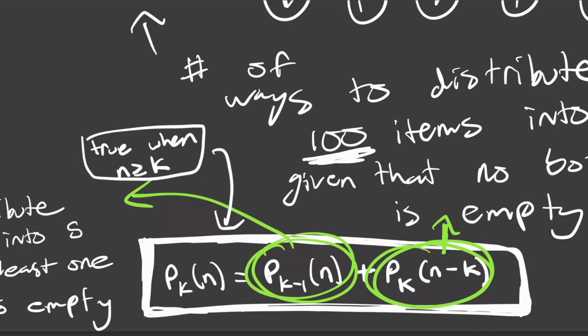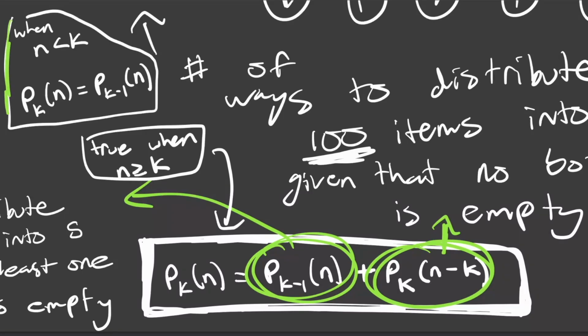So what would the relation be when n is less than k? Well, it actually turns out that p sub k of n is just going to be equal to p sub k minus 1 of n when n is less than k. And it's pretty easy to see why this relation over here is true when you just work out some basic examples, which we will do in the next question, so we'll go into this more then.